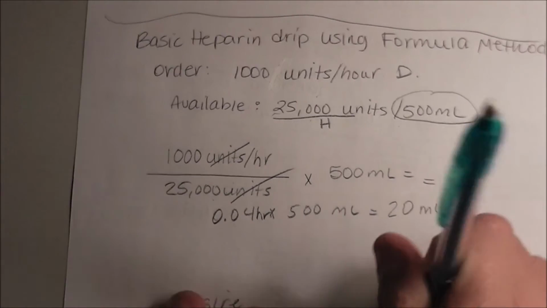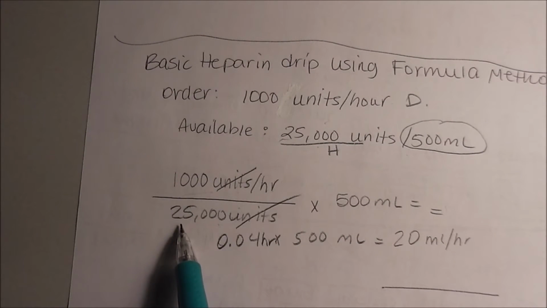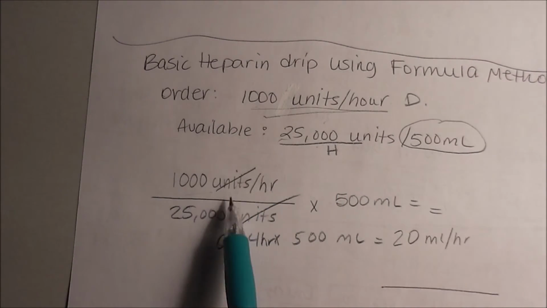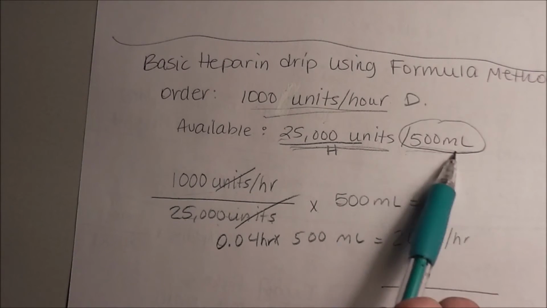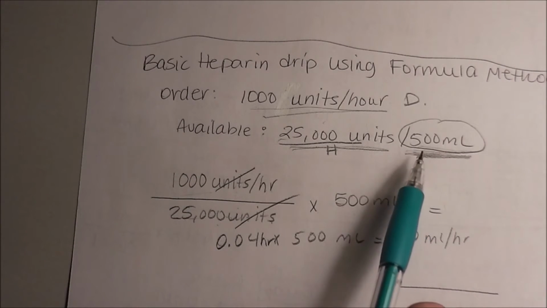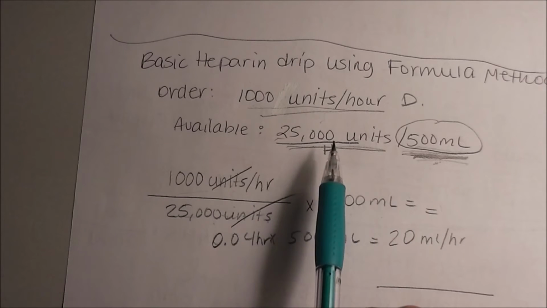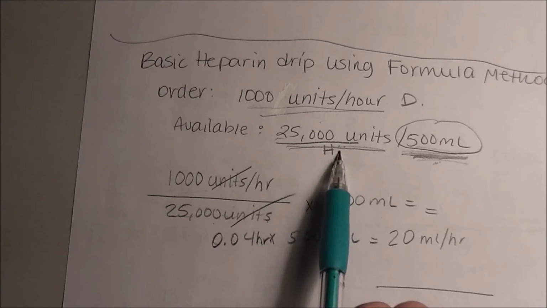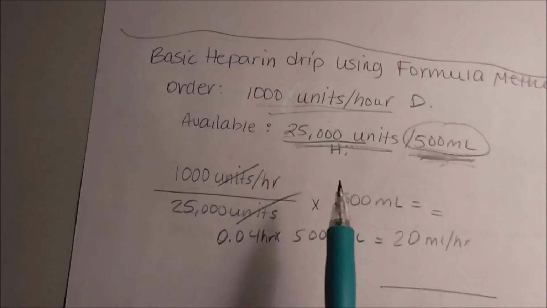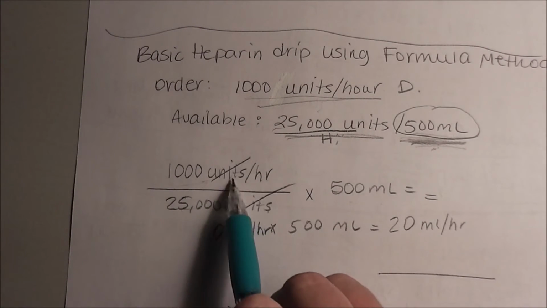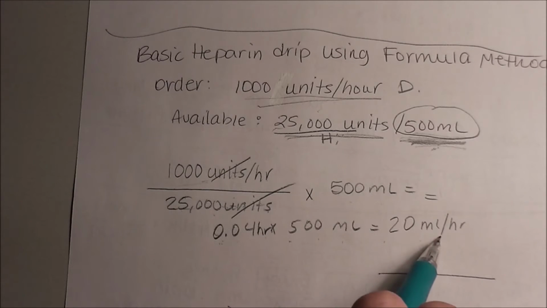milliliters per hour. Let me go over this one more time real quick. 1,000 units per hour, that's your desired, your order, over 25,000 units, multiplied by 500 mLs. We don't have tabs there, we have mLs. Earlier we had 2 mLs, but it's the same difference. It's still your supply. The concentration or the units is still your have, and this is your desire. So it's basically the same thing. 1,000 units per hour over 25,000 units. Units cancel each other. It's 0.04, don't forget that 0, times 500 milliliters equals 20 milliliters per hour.